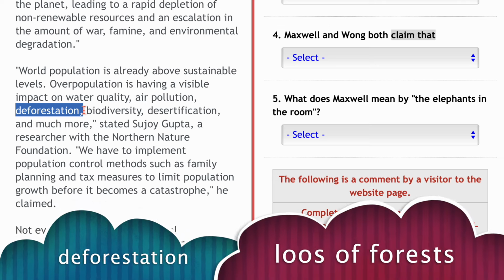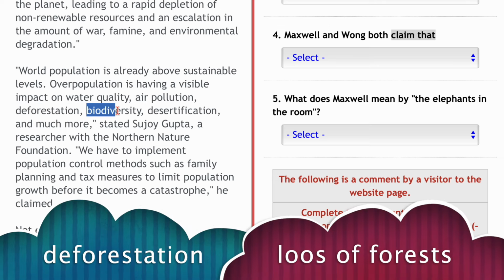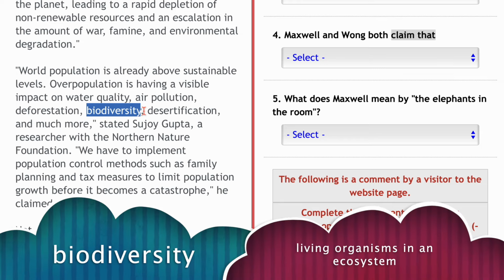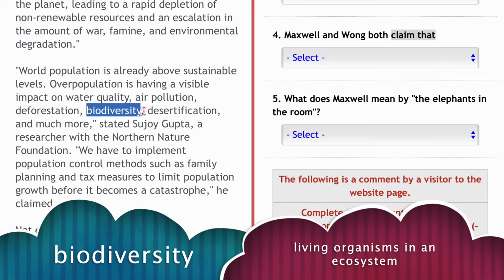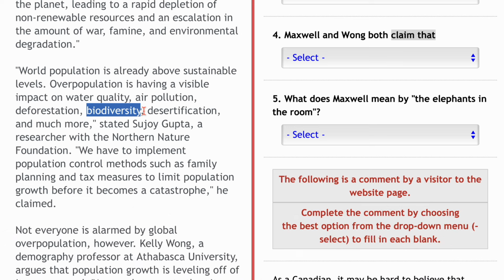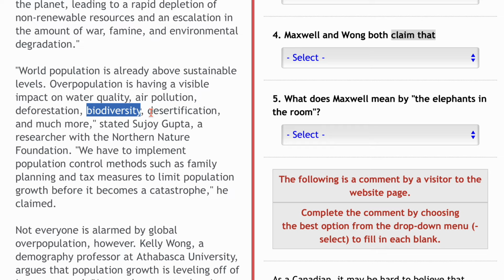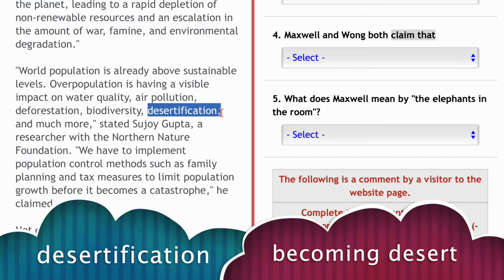Deforestation, disappearing forests. Biodiversity, well, biodiversity is all the living organisms in an ecological system. The biodiversity: flora, plants, and fauna, animals, living organisms. Okay, desertification means the land is becoming like deserts.